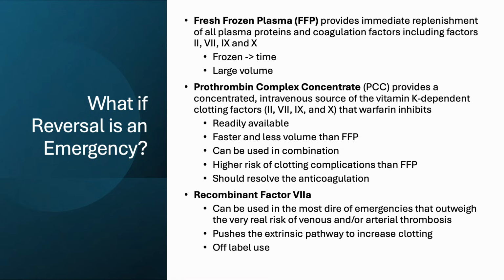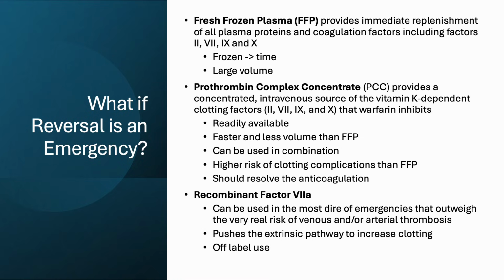Therefore, this may be a large volume, and not every patient can tolerate large volumes of proteinaceous fluid. Next is prothrombin complex concentrate, or PCC, which provides a concentrated intravenous source of the vitamin K dependent clotting factors 2, 7, 9, and 10 that warfarin inhibits. It's readily available. Most hospitals have it. It's faster and less volume than FFP, although you can use the two in combination to decrease the volume of FFP you need. It does have a higher risk of clotting complications than FFP, but it should resolve the anticoagulation rather quickly.